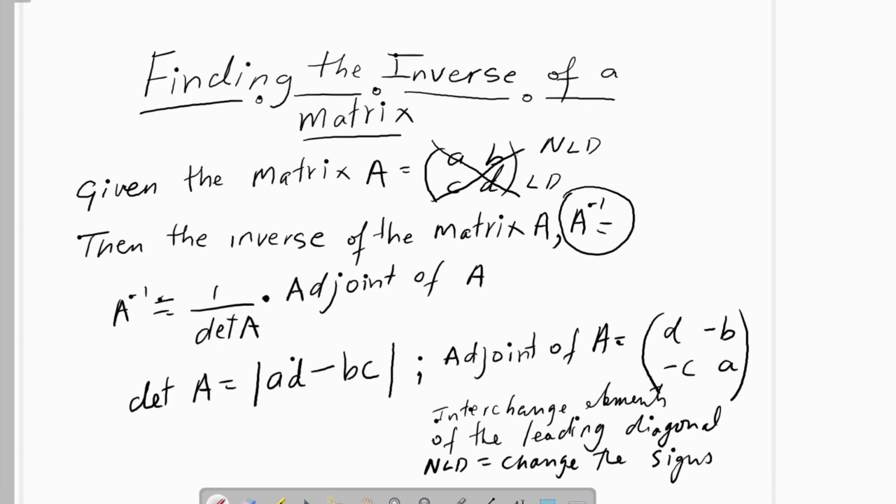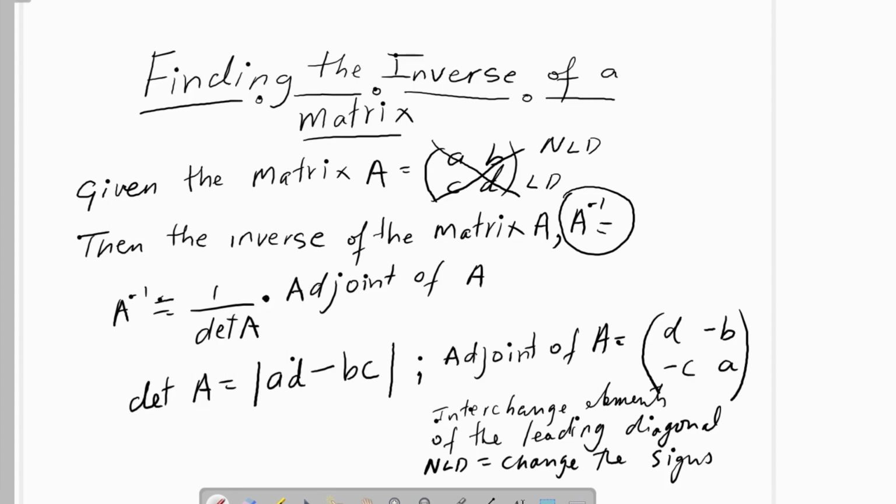In the first matrix, B was positive, so it becomes negative. C was positive, it becomes negative. So we just change the sign: whatever these signs are, we simply give them the opposite sign.